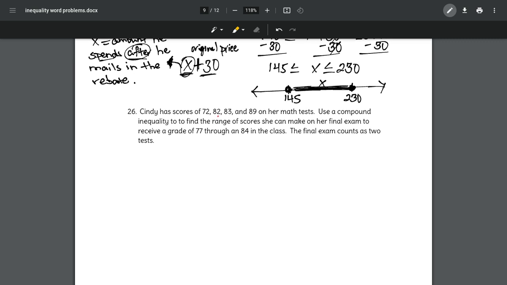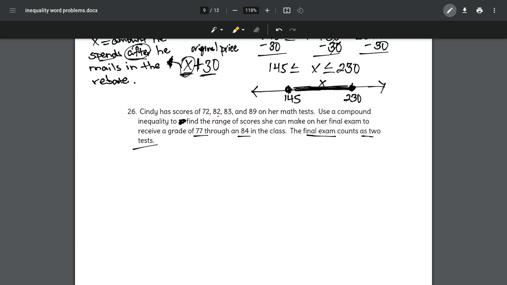All right, let's look at 26. It says Cindy has scores of 72, 82, 83, and 89 on her math test. Use a compound inequality to find the range of scores she can make on her final exam to receive a grade of 77 through 84. So 77, 78, 79, 80, 81, 82, 83, 84. Anywhere from there, she wants to receive like a high C or maybe an 84. That's what she thinks she can achieve.